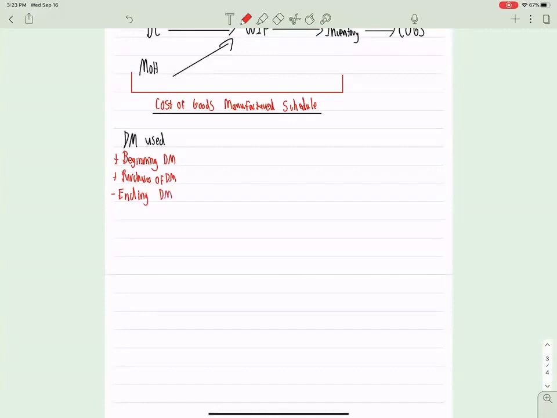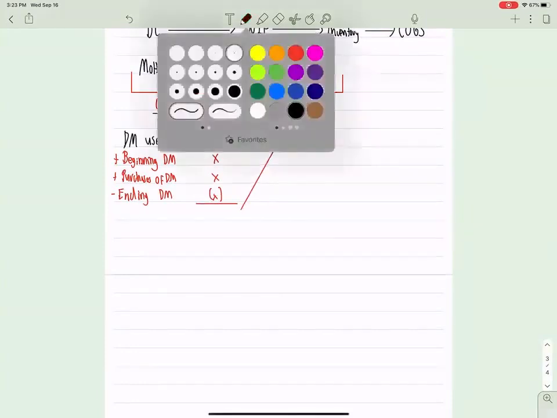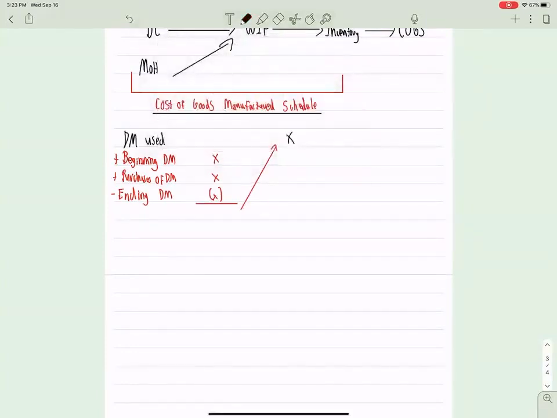All right. So your beginning plus whatever you buy minus whatever you have at the end will tell you how much you used. Okay. Let's put that little arrow over here to indicate some numbers. We'll just put some numbers here. Okay. That's how you find the DM used.